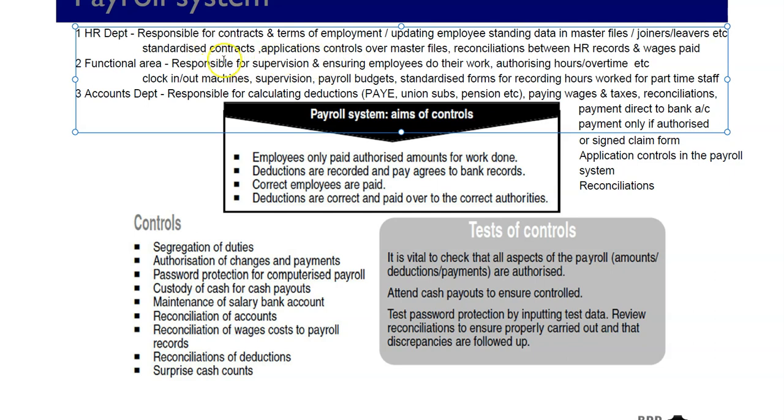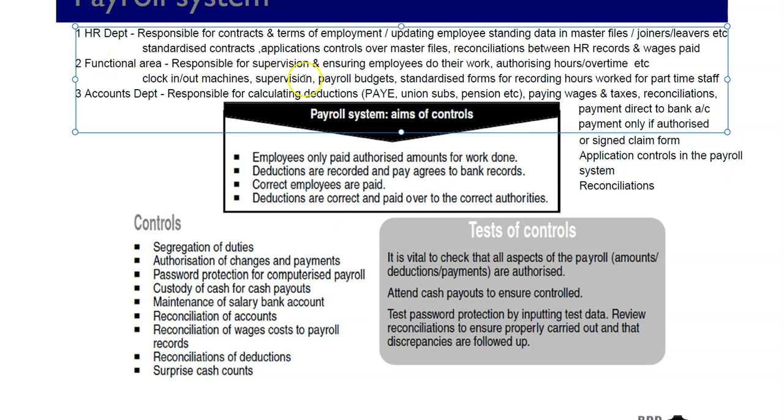So you can see there, HR department, looking at contracts, updating employee standing data in the master files, such as joiners, leavers, new bank accounts, all very sensitive and really important information. If someone leaves the company, you don't want the company to continue paying them a salary. And the controls in the HR department would be standardized contracts, application controls over master files, so over the standing data, so authorization needed to change any of these details, such as their bank accounts, joiners, leavers, procedures, so that when someone leaves or someone joins, the master files are updated, and then reconciliations.